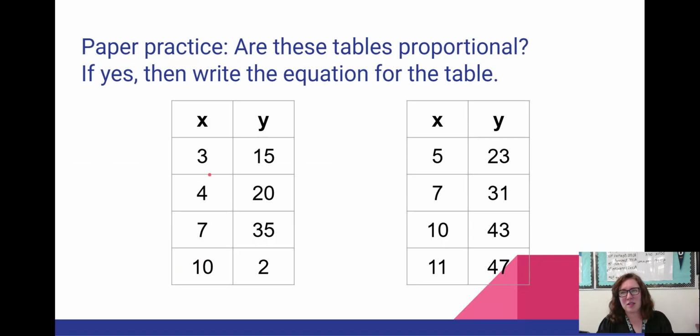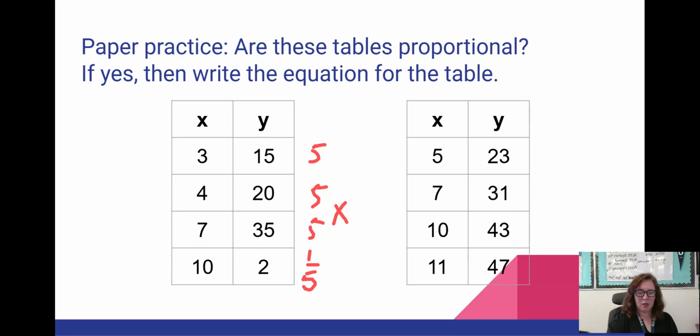Okay, same process as before, dividing to find out if it's the same. If we only did the first few, it would look like it's a 5, it's a 5, it's a 5. We must be good. It must be a constant of proportionality of 5. But then when we get to the last one, oh, never mind, it's 1/5. Even though it has the number 5 in it, it's not the same thing, so that is not proportional. And then over here, this looks weird. 23 divided by 5. 31 divided by 7. Nope, 2 different numbers, not proportional. So neither of these are proportional, actually.